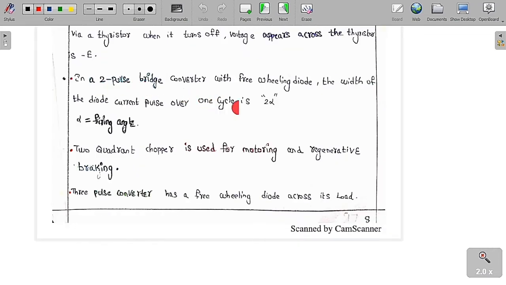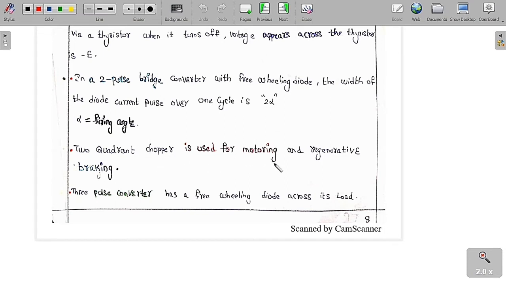In a two-pulse bridge converter with a freewheeling diode, the width of the diode current pulse over one cycle is 2 alpha, and alpha is the firing angle. Whenever we connect a full bridge converter with a freewheeling diode, it acts like a semi-converter. Then what is the conduction angle of the diode? The conduction of this freewheeling diode in one full cycle is 2 alpha, where alpha is called the firing angle.